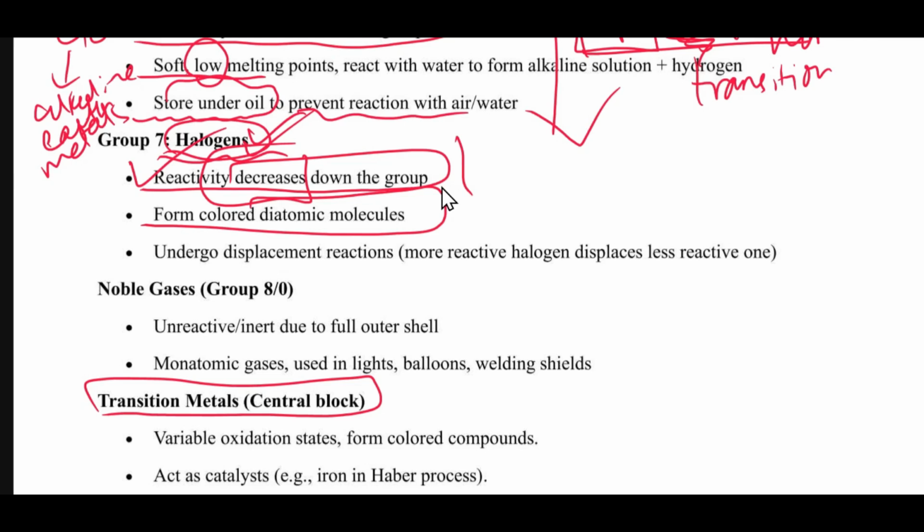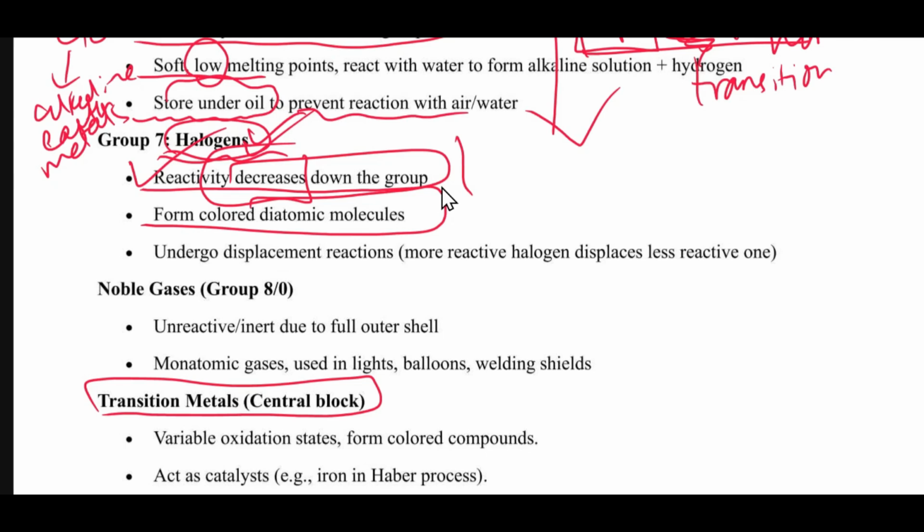For example, the color of fluorine is yellow. For chlorine, it is green. For iodine, the color is gray. For bromine, the color is brown. So you can see all of them have different colors.